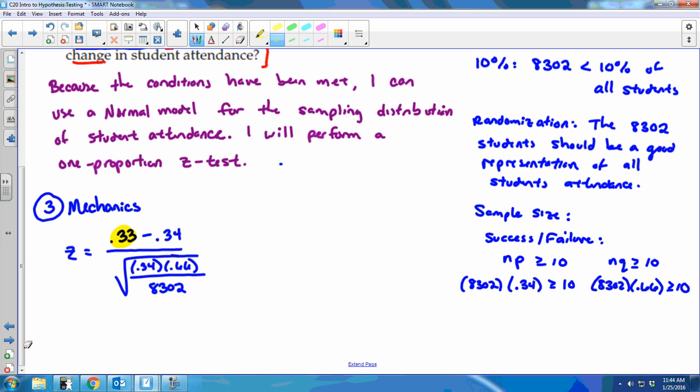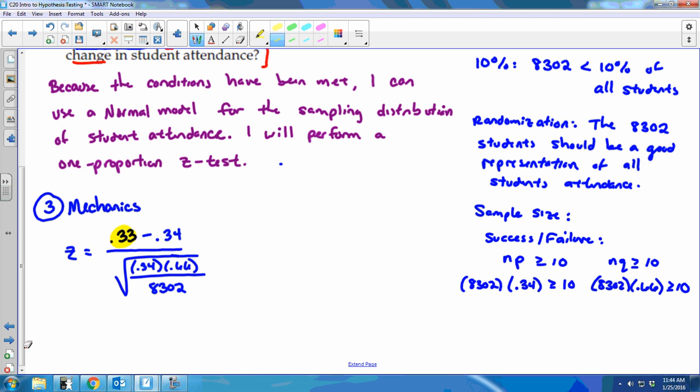Everything else should be based on what you think is happening in the population. You're doing that entire test assuming the null hypothesis is true. You're doing the entire test assuming there has been no change. Only your probability at the end can show there's been any change. All right, so you go through the whole test assuming there has been no change.